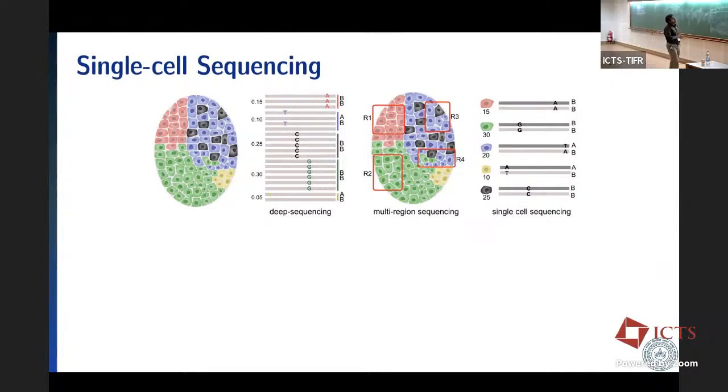And the third type of data that we can utilize, which is more novel in terms of the chronology, is single cell sequencing. So what we are again talking about over here is single cell DNA sequencing, where you can really get sequencing data corresponding to individual cells, and you can probably measure the mutations in individual cells.